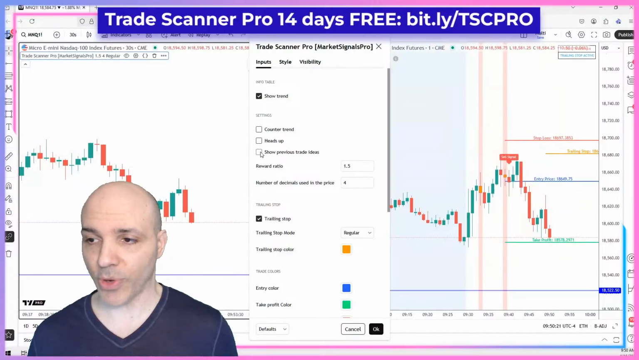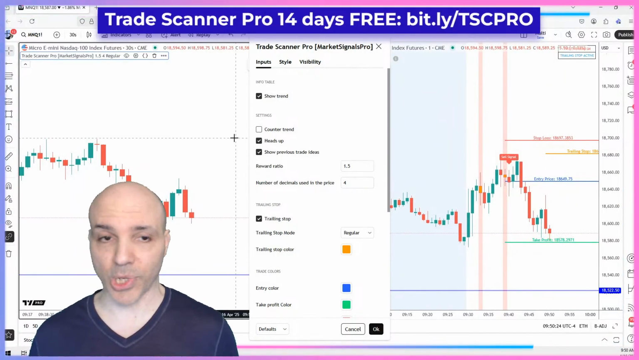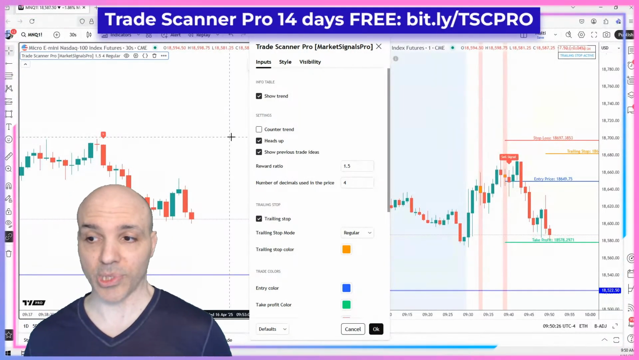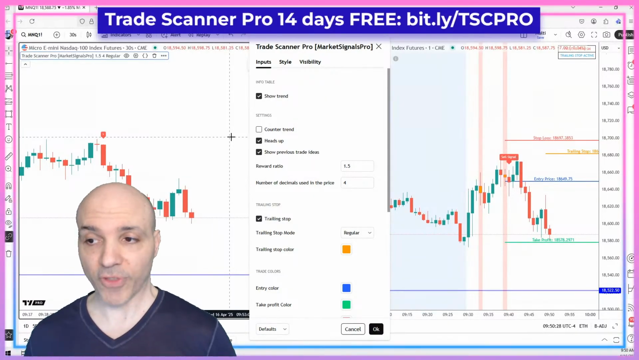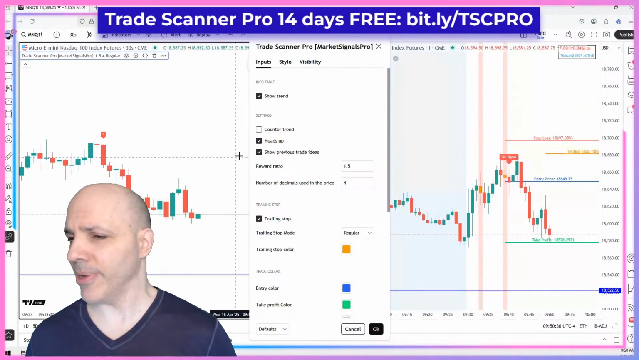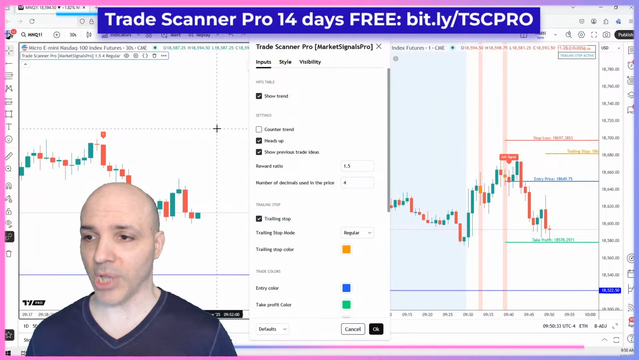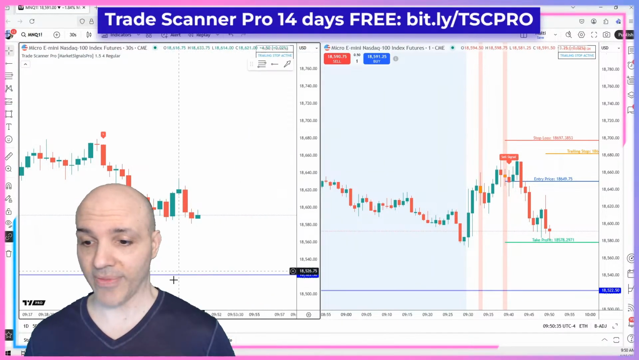If you subscribe to the Trade Scanner Pro, you have to turn these things on, because when you get this thing, they're turned off. So you have to turn those things on, okay? Trailing stop, the show previous trades, and the heads up. Very important. Otherwise, you're going to miss a lot of information.